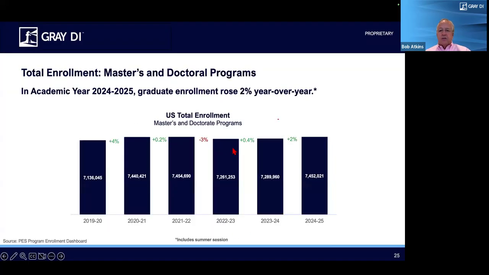Now let's look at master's and doctoral programs. Here, the history has been a little bit more uneven, some rapid growth and a little bit of flat and down. And now we're finally up 2%. So good performance in 24-25 in terms of completion. So, excuse me, enrollment. So very encouraging.